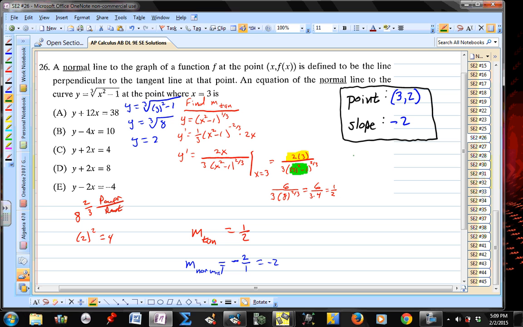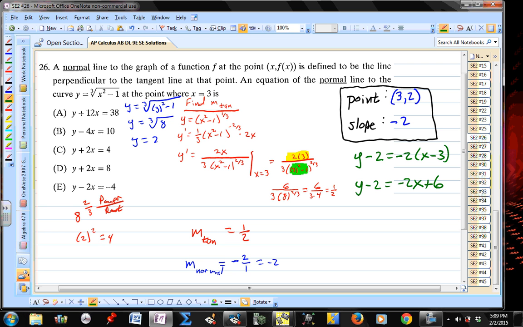With the point and slope, we'll use point-slope form to write our equation. So y minus 2 equals negative 2 times the quantity x minus 3. But none of the options listed are in point-slope form, so we'll do some rewriting. We'll distribute the negative 2 on the right.